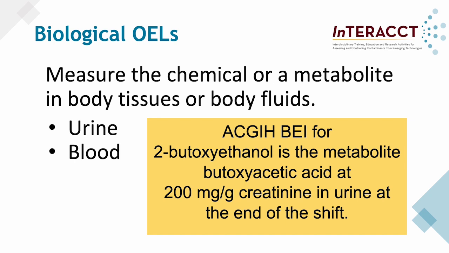Sometimes it is a metabolite, not the original chemical, that's measured in urine, and it may be normalized to the level of creatinine in the urine. Creatinine occurs naturally in the urine. Normalizing the chemical or metabolite to creatinine is done to control for the urine flow rate. An example is the biological exposure index for 2-butoxyethanol, which is 200 milligrams of butoxyacetic acid per gram of creatinine in urine, measured at the end of the shift.